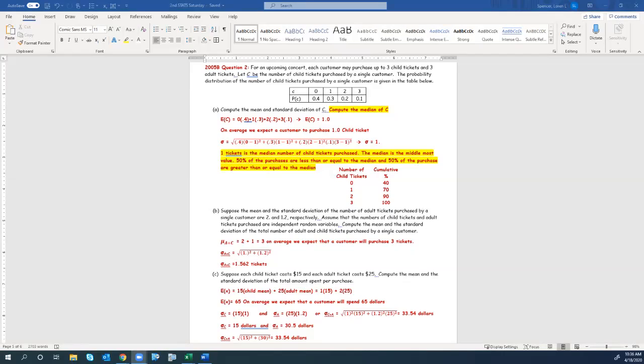And so on average, we expect a customer to purchase 1 child ticket. So then the question is, do I have to include the sentence? And the answer is some years. So please do. In this particular instance, they did not require it, but some years they do. So on average, we expect a customer to purchase 1 ticket. It's real important, and I think Ms. Lamb will agree with this, that you write the words on average and then we expect. That would be what you do for expected value.